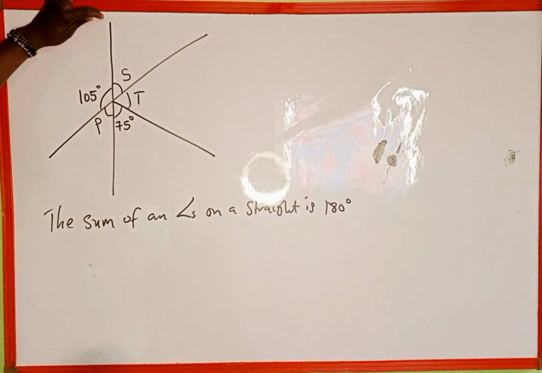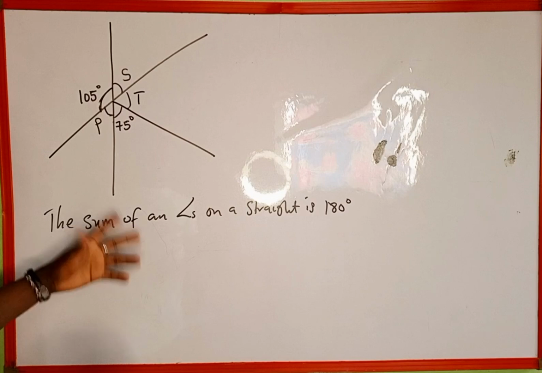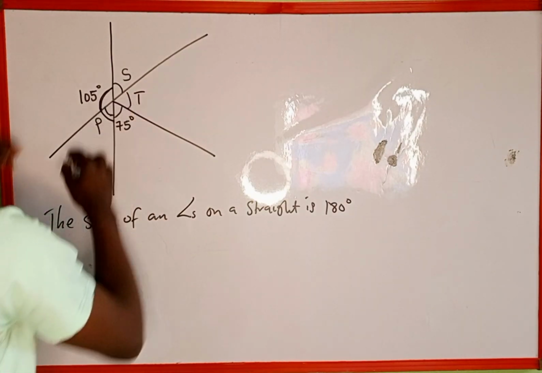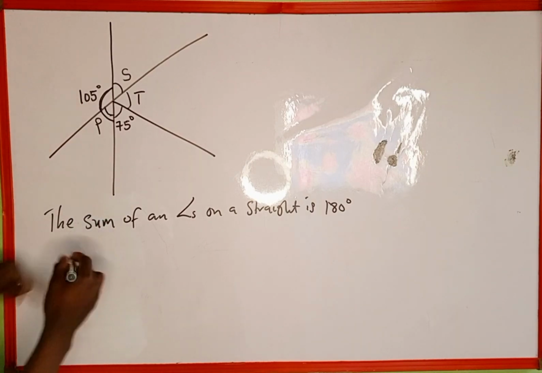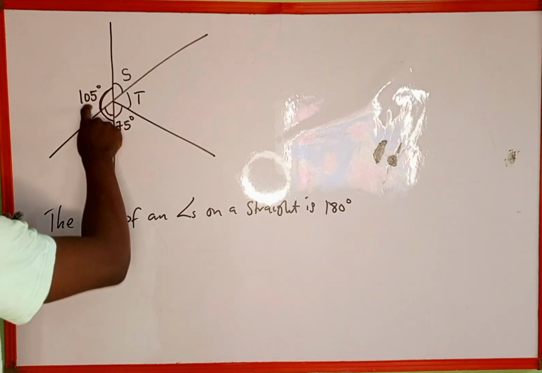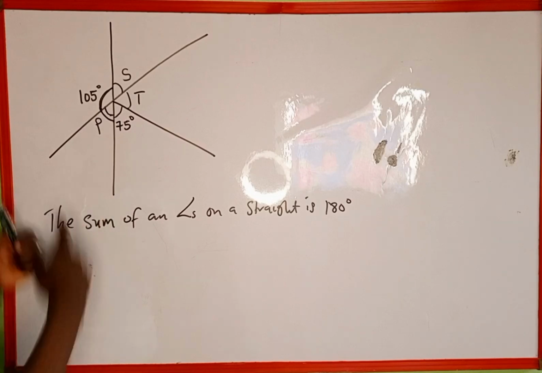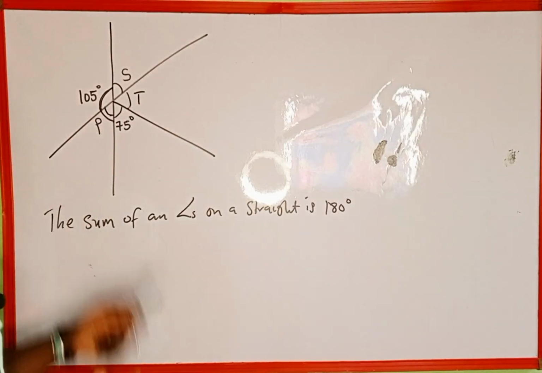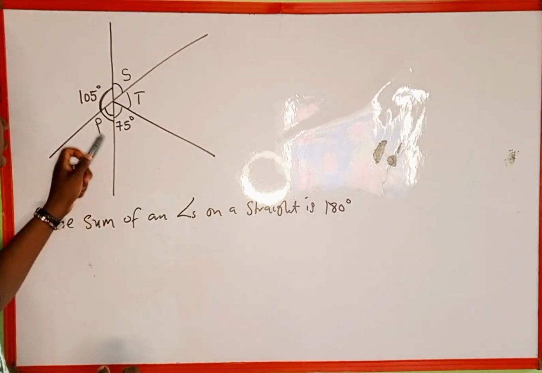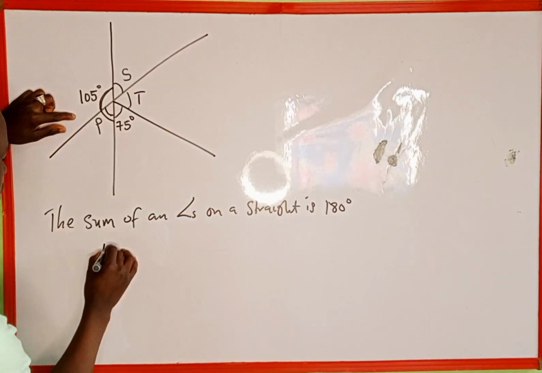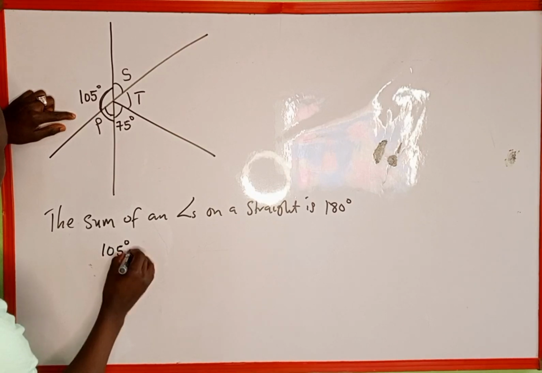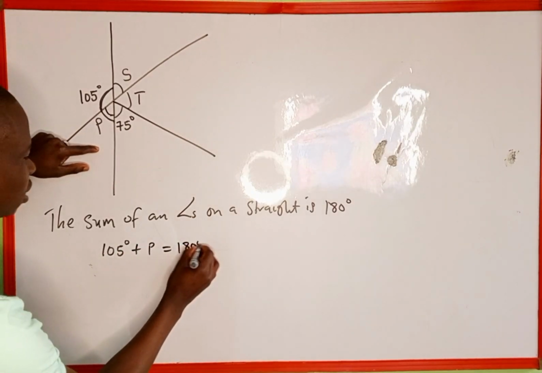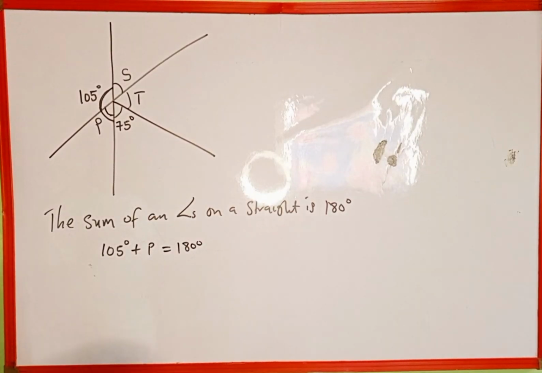So if you look at this diagram, we have a straight line here. Then using this theorem, the sum of the angles on this straight line is going to give us 180 degree. So if the sum of the two angles here, 105 and P, is 180 degree, we are going to form the equation. We sum these two angles, then equate it to 180 degree, then solve for P. So the angle given is 105 degree, plus P degree, which is not given, is the same as 180 degree using this theorem. Now we're going to solve for P.